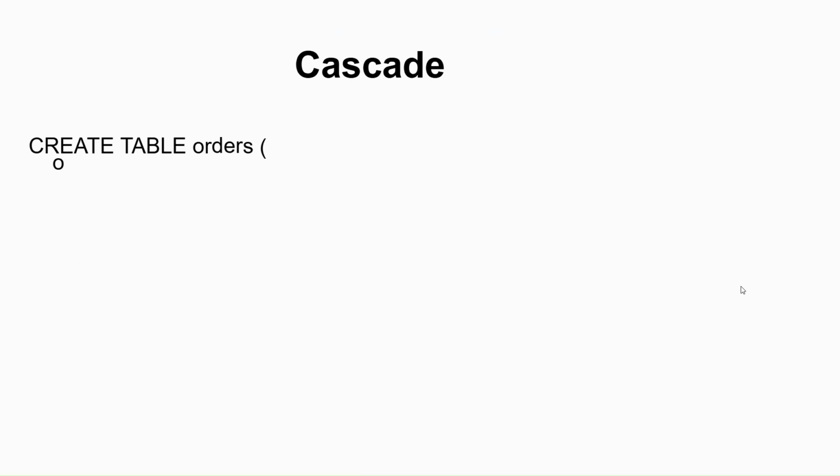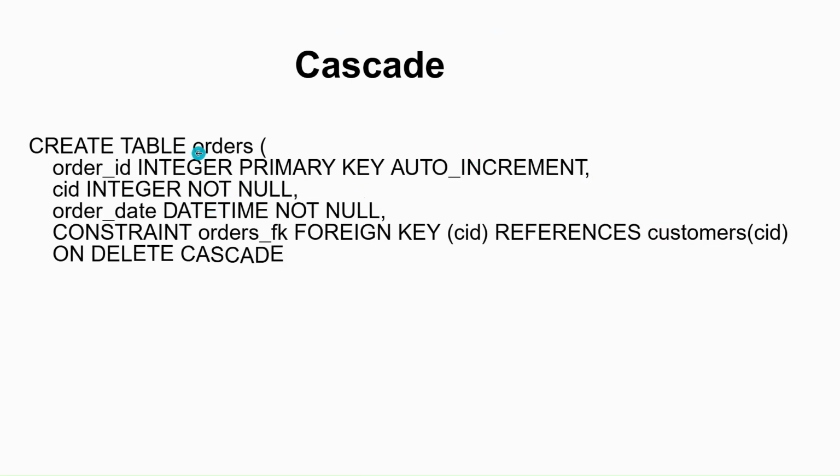Now let's look at the query for the cascade. So here what we are going to do is create a table orders, with order ID integer primary key auto increment. Okay, the same thing we have given for the restrict. That is customer ID integer not null, order date time not null here. Okay, constraint orders foreign key references the customer ID, and on delete cascade, on update cascade.